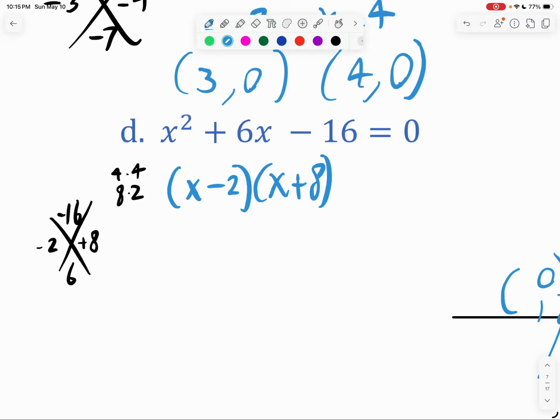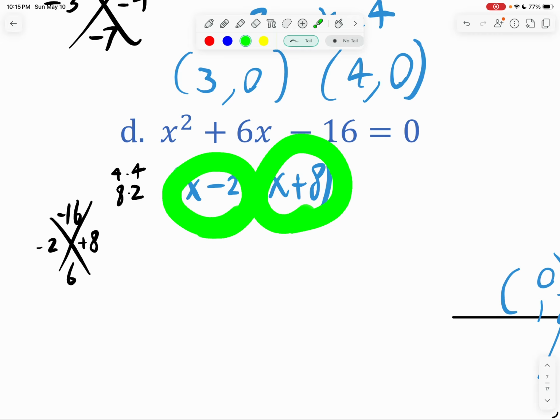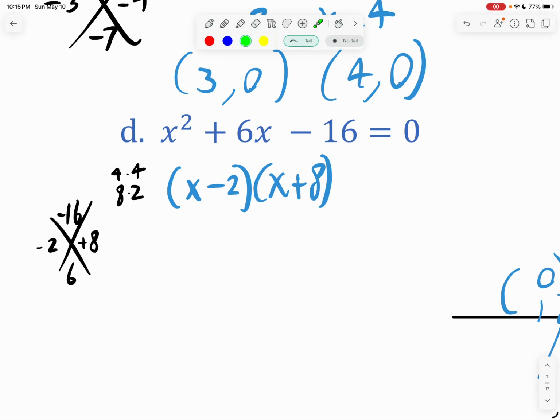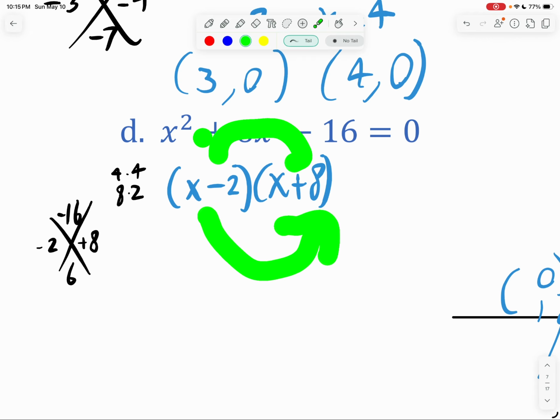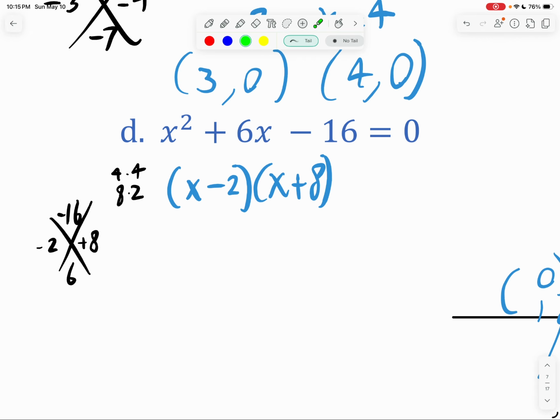Now, quick reminder, on Friday, a few students asked me if you could write it in a different order, and the answer is yes, you can. You can put the x plus 8 first, and you can put the x minus 2 second. Doesn't matter what order you choose. But we want to know that this equals 0. Since it equals 0, one of them has to equal 0.